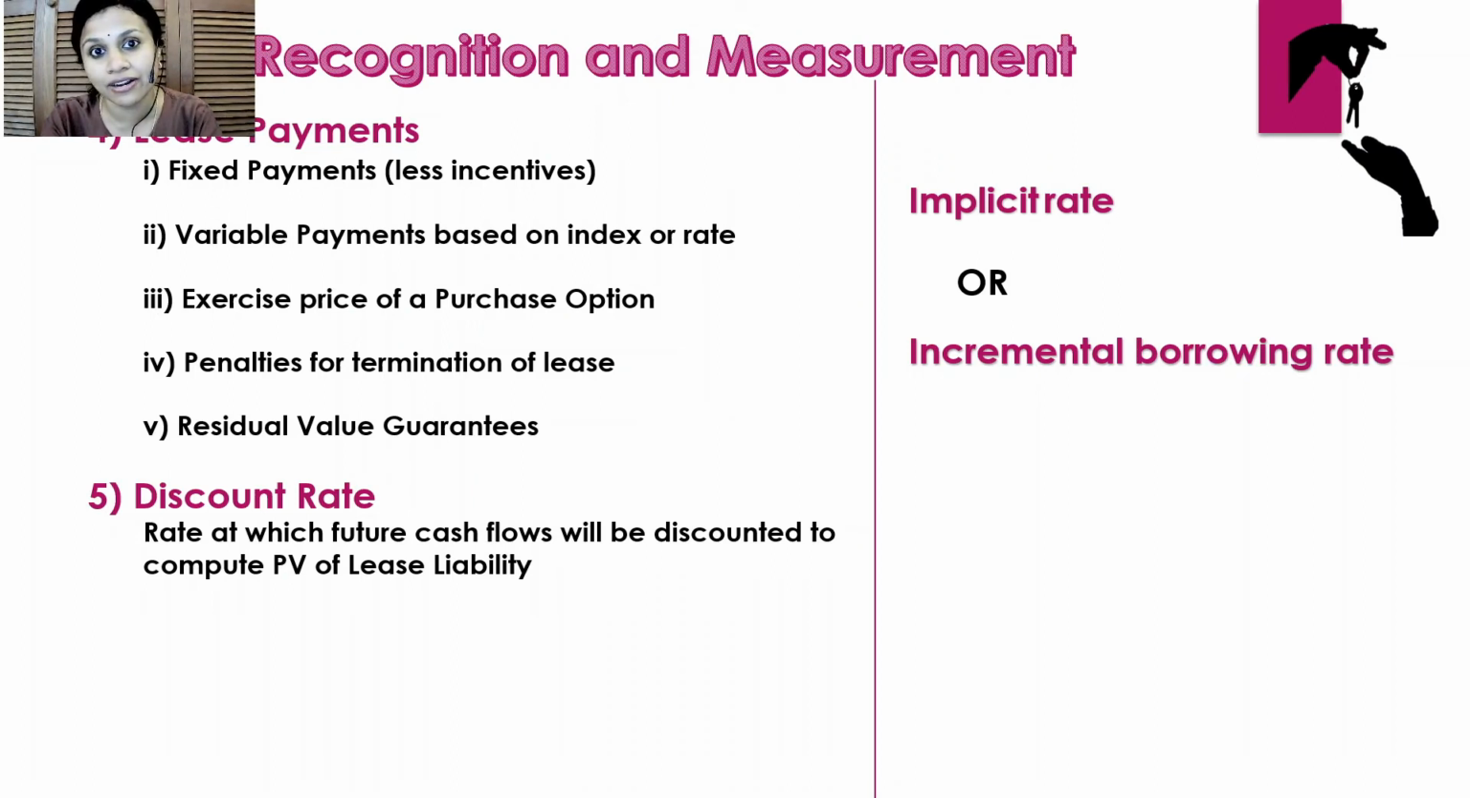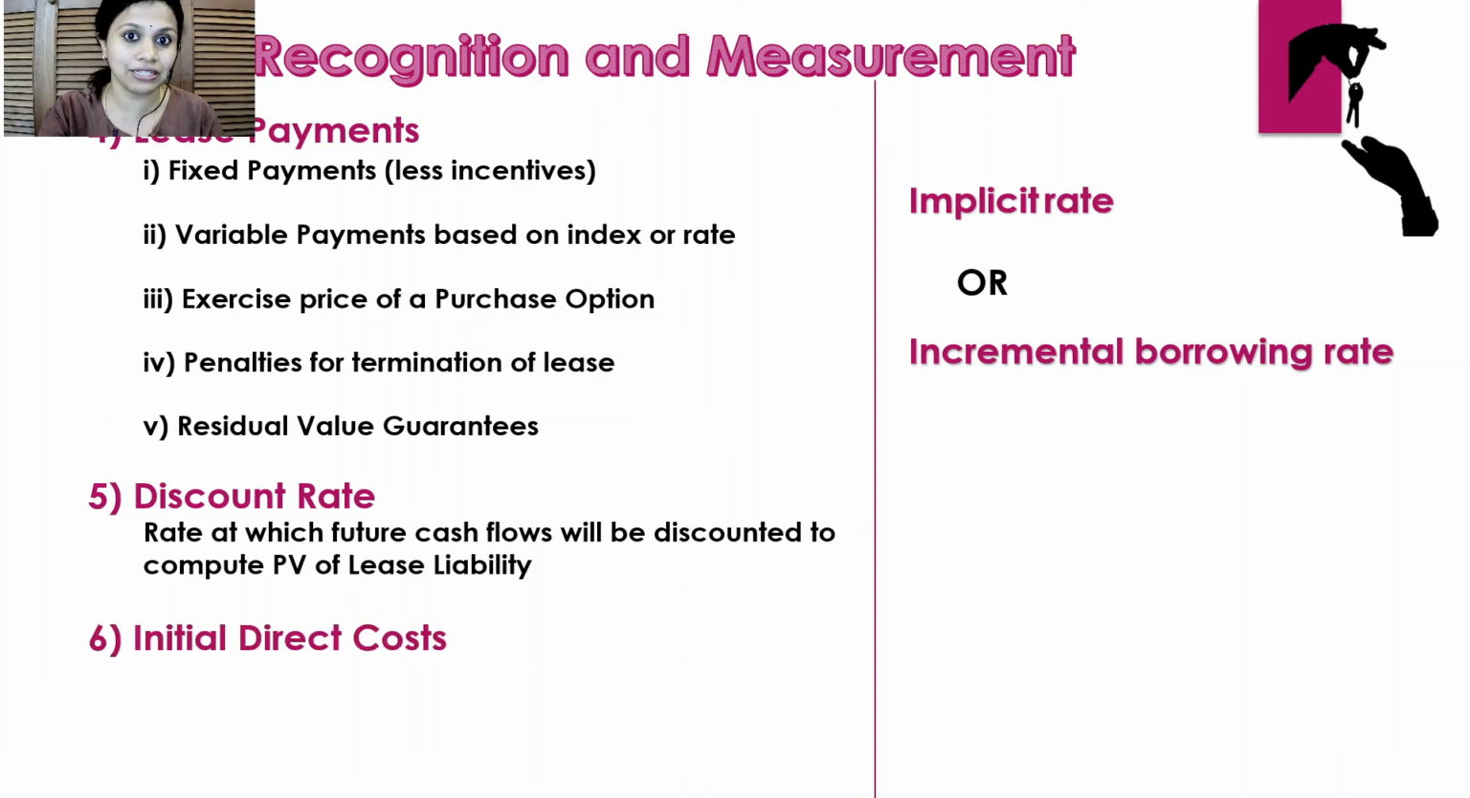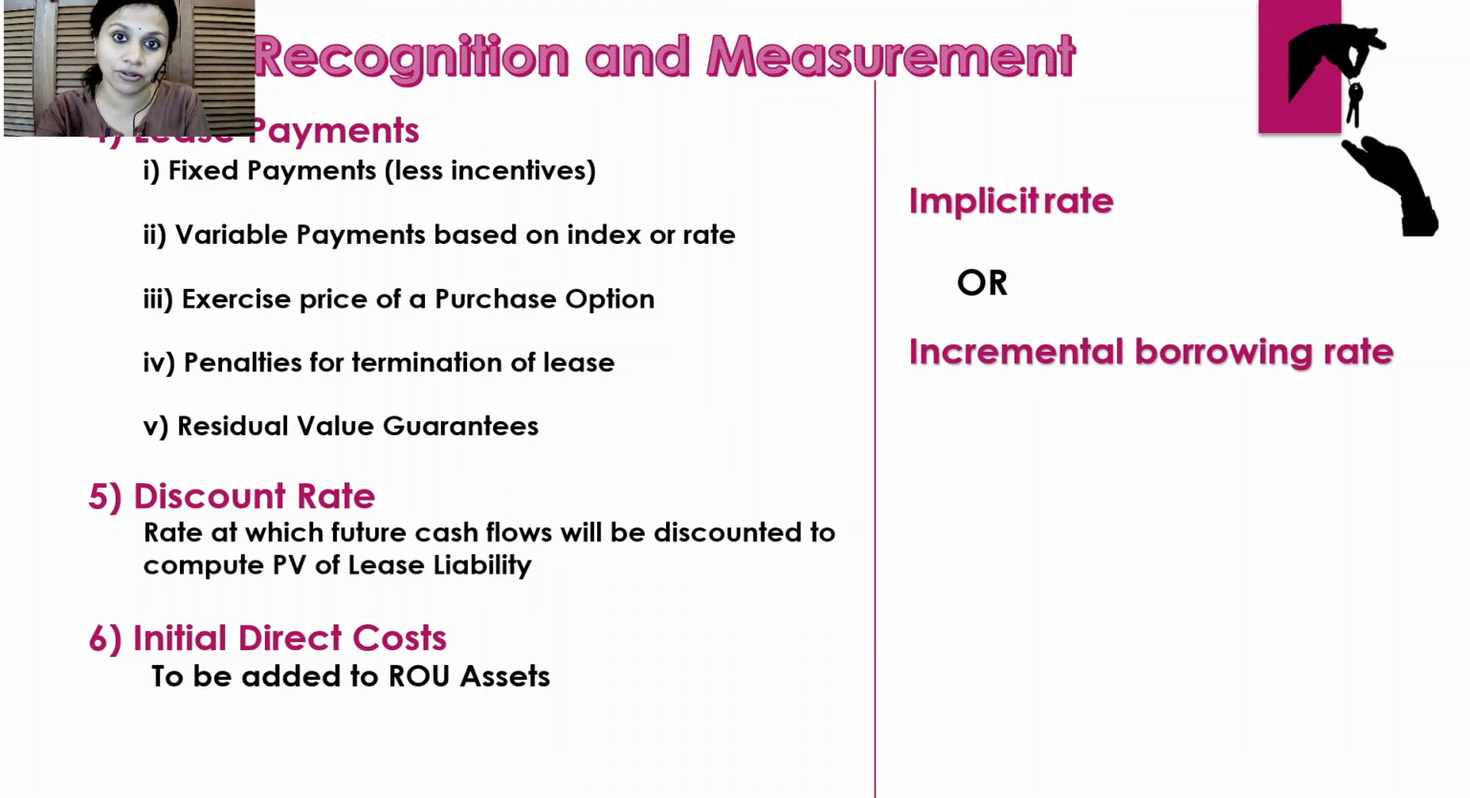What is the incremental borrowing rate? That is the rate at which the lessee would be able to borrow an amount to purchase an asset like the underlying asset of the lease for a similar lease term, having a similar security and in a similar economic environment, right? So that is basically the incremental borrowing rate. After the discount rate, the final concept that we need to discuss is the initial direct costs. Now, these are additional costs that are incurred for securing the lease. Now, these initial direct costs will be added by the lessee to the asset value.